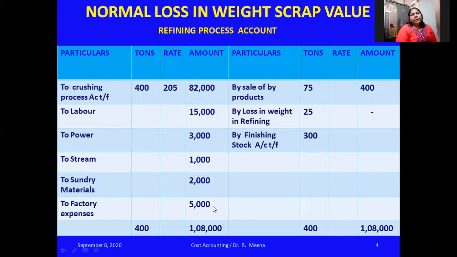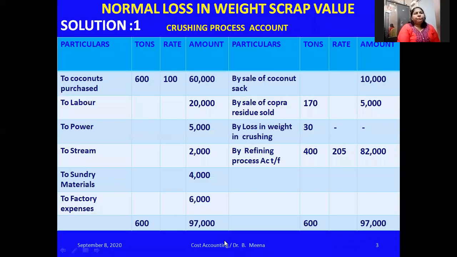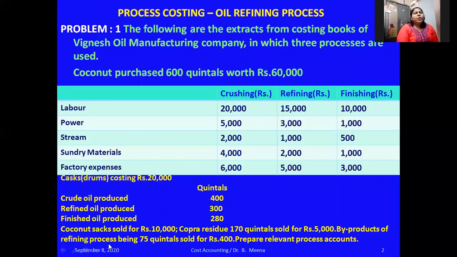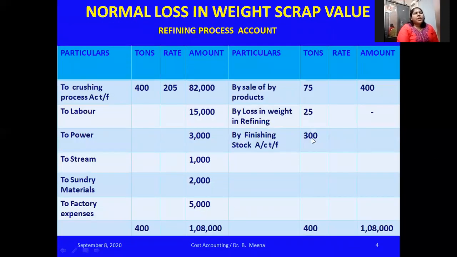Okay, I debited. And then in this process, we have some income, that is by sale of byproducts, which is given in the problem. Byproducts of refining process, 75 quintals, that is sold for rupees 400. Same thing only I mentioned, by sale of byproducts 75, and then amount I posted as 400. Okay, and then we need to look into the problem. What is the output of refining process? That is 300 quintals they gave. So that's what I mentioned, 300 here.